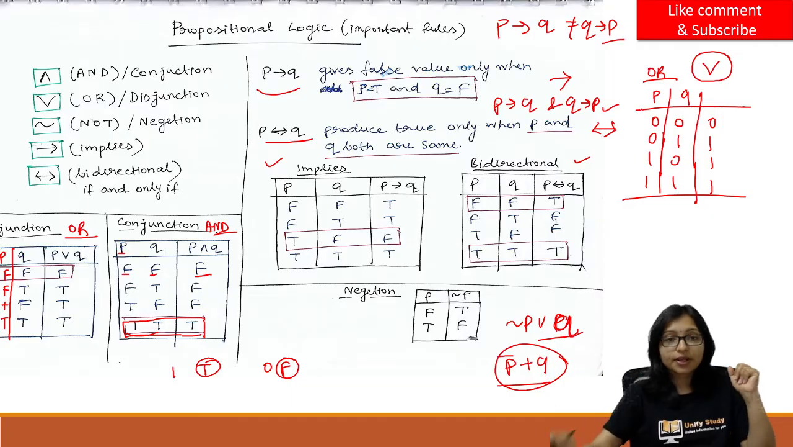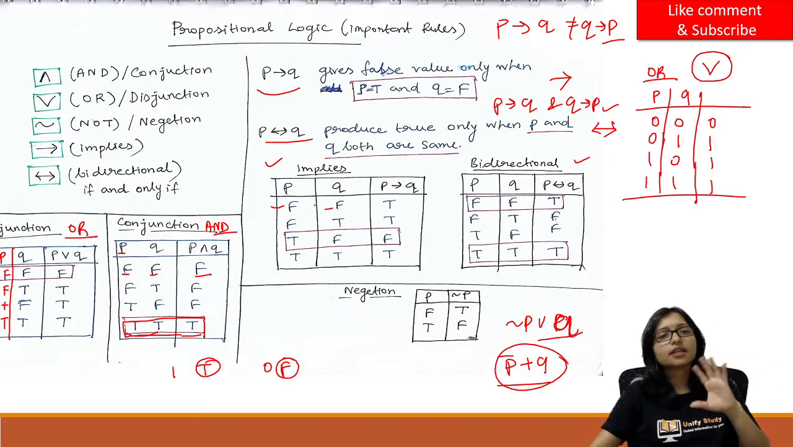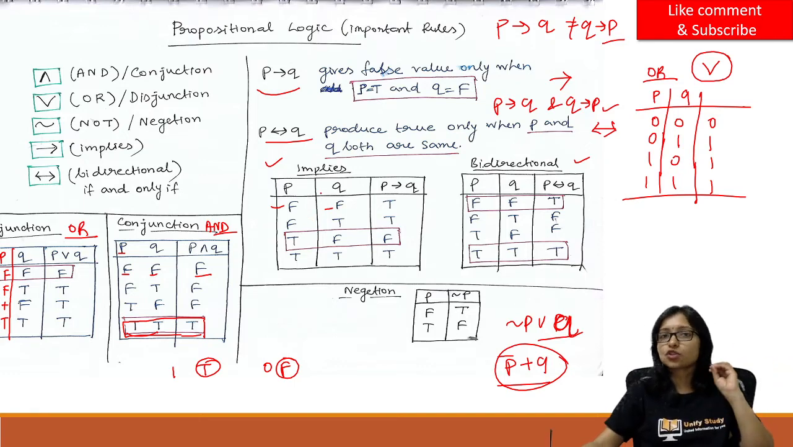What is the truth table here? Here the truth table is very interesting. You can see when both are false, means P is false, then Q is also false. If today is not Monday, I will not take the class. So both are false. That's why P implies Q will be true.